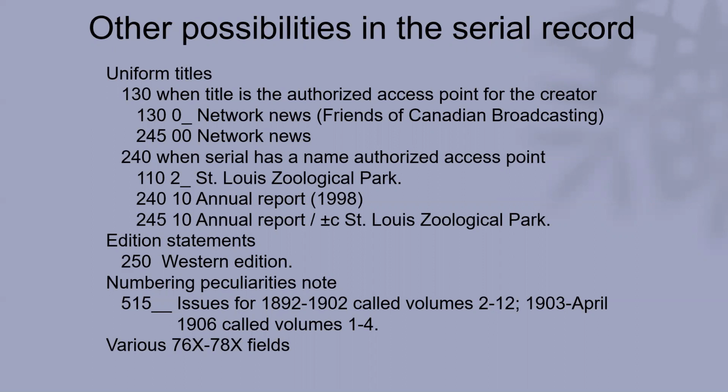So there are some other tags that you might see in a serial record. These are not unique to serials. The uniform title, whether in the 130 or the 240, you'll see addition statements in serials. You'll see the 515 for numbering peculiarities. And there are also a number of 76X to 78X fields, which identify relationships and linking entries between sources. However, the only ones that we're going to discuss in this presentation are the aforementioned 780 and 785 fields.